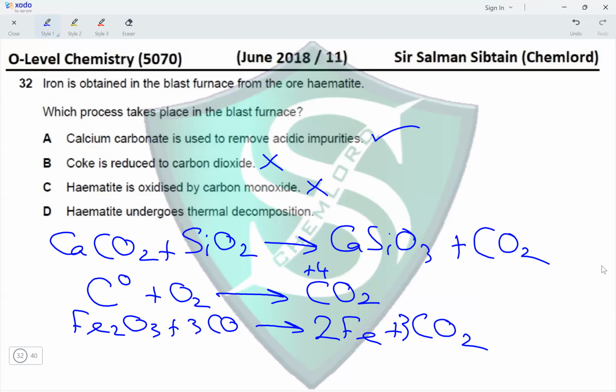And the last one, D. Hematite undergoes thermal decomposition. No, hematite undergoes reduction in order to extract iron from the ore. So option A is the correct option for this question.